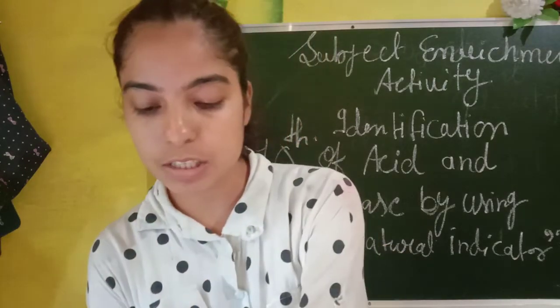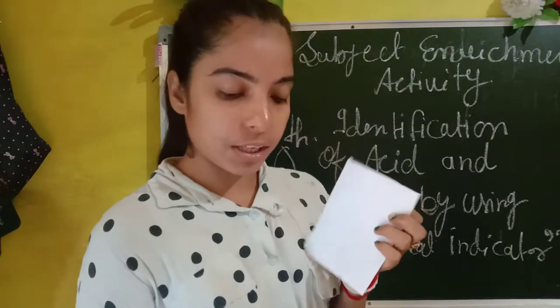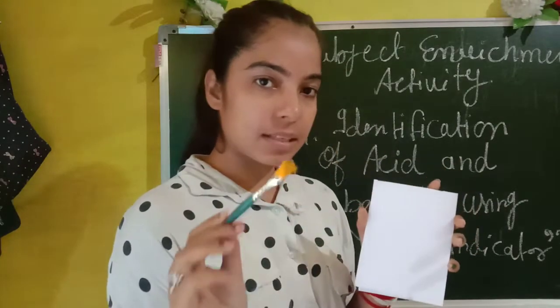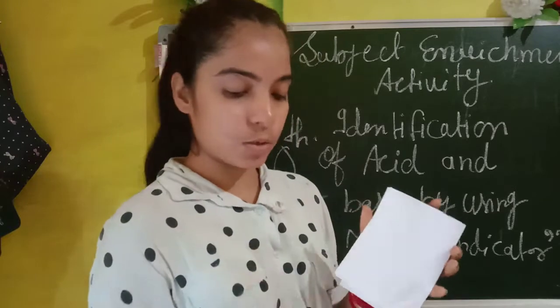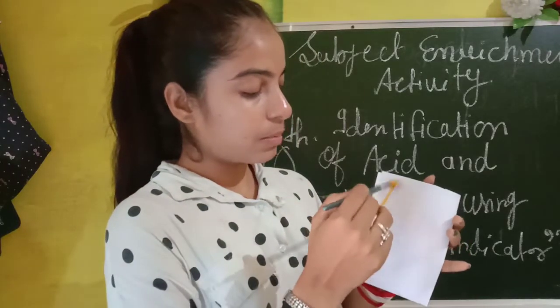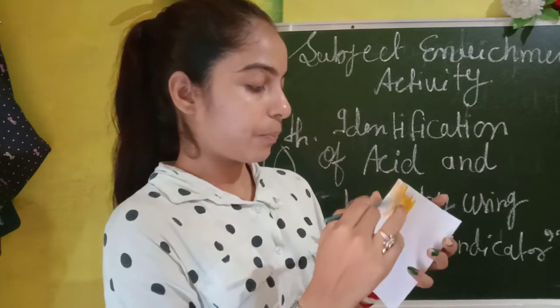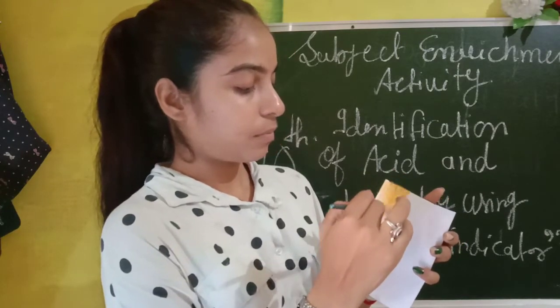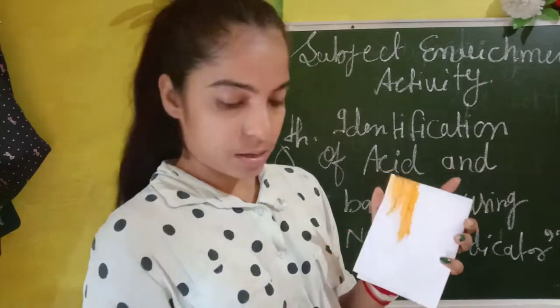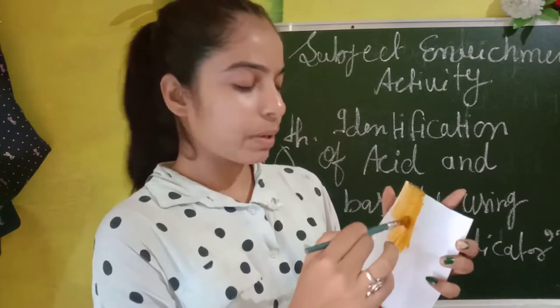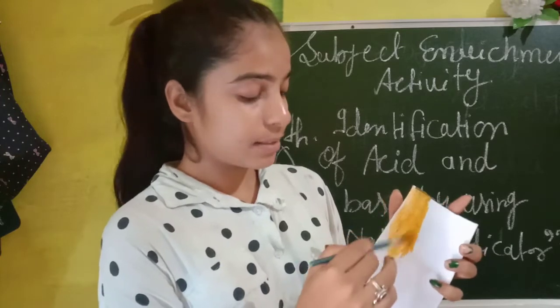Take the white paper as I have taken here and spread this turmeric paste on it. What will happen is that it will be yellow in color. This is a big paper; you can take any smaller paper also.